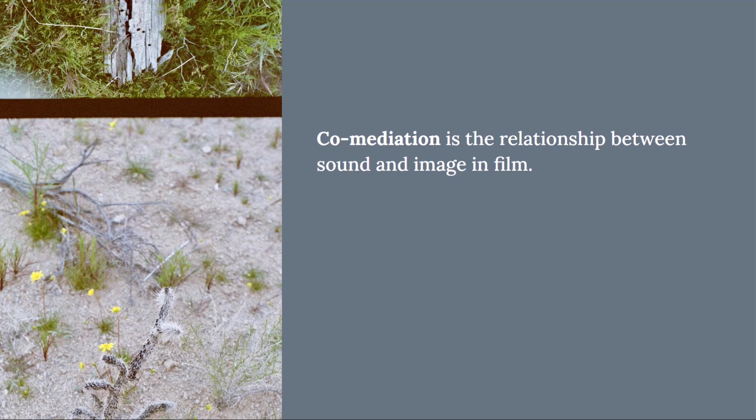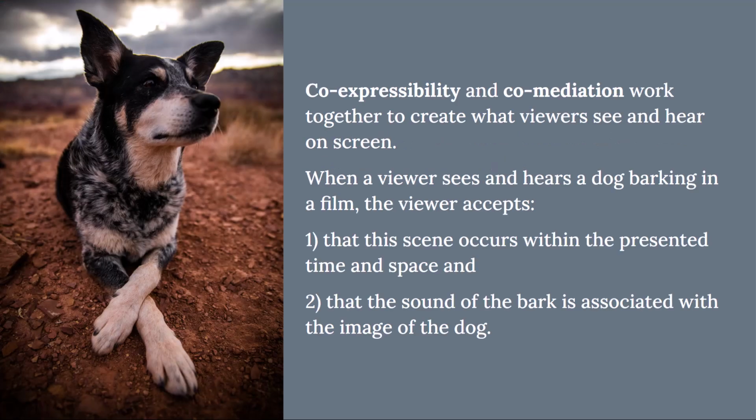Now let's unpack co-mediation. Co-mediation refers to the relationship between sound and image in film. Since the popularization of synchronized sound in the late 1920s, most films have relied on the combined, simultaneous effects of sound and image to tell a story. Co-expressibility and co-mediation work together to create what viewers see and hear on screen.